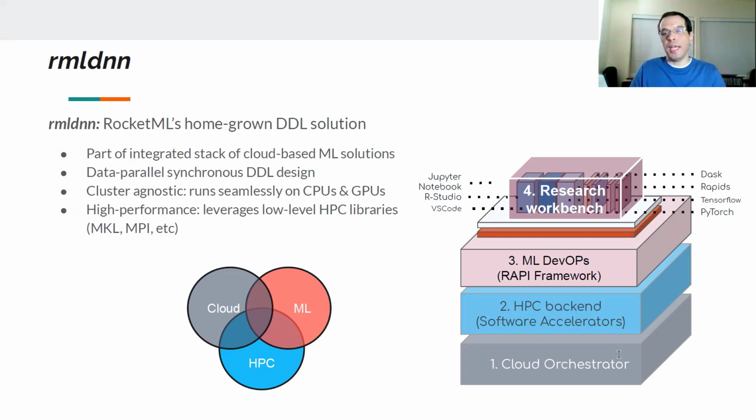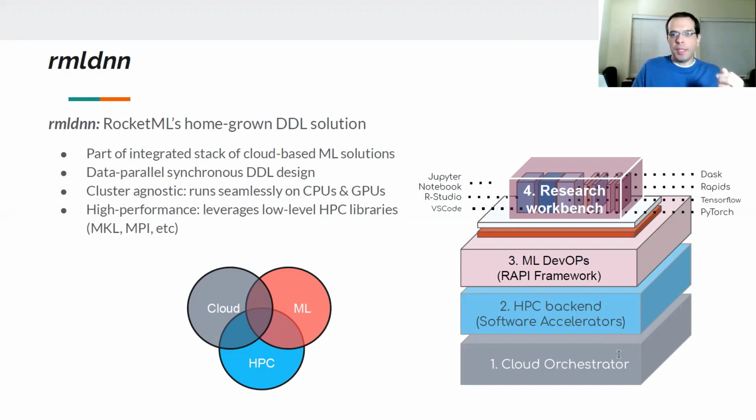And on top of this layer sits the HPC backend layer. And that's where things like RML-DNN and other software accelerators would live. But the user doesn't directly interact with these. There's then this DevOps layer where a powerful and in general graphical user interface exists to allow interaction with the underlying layers. And on top of which, then this research workbench layer exists. And that's where things like spinning a Jupyter notebook and using high-level libraries like TensorFlow and PyTorch, that's where the user would do those things, all at the same time taking advantage through the stack of the low-level HPC components underneath.